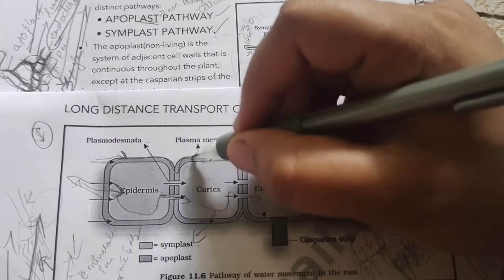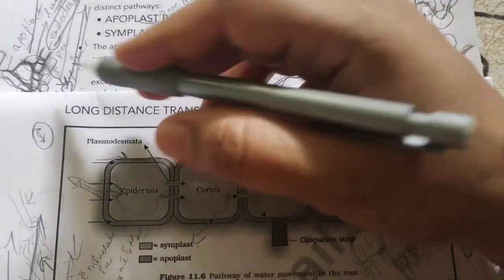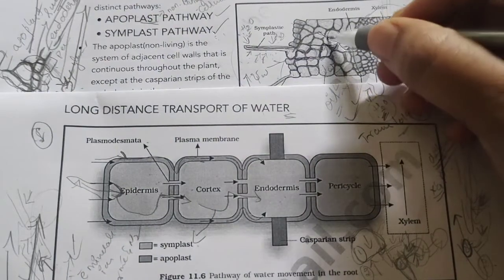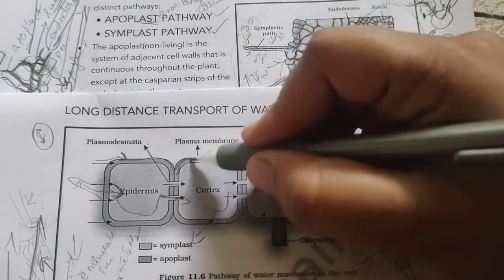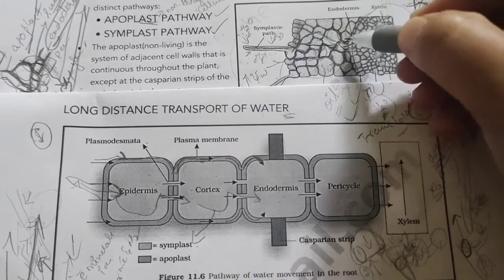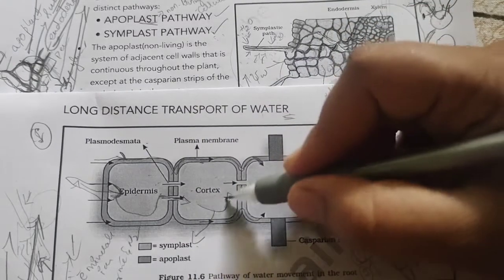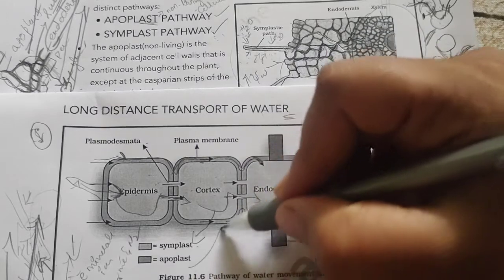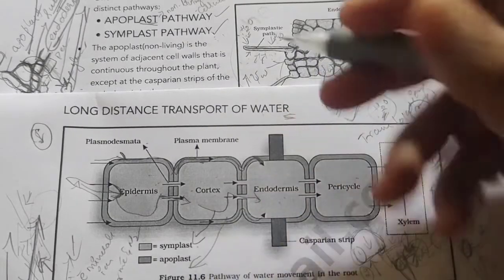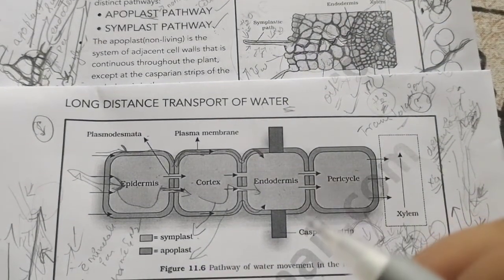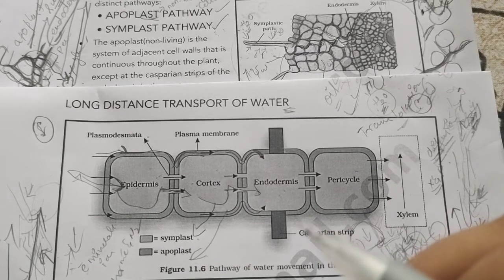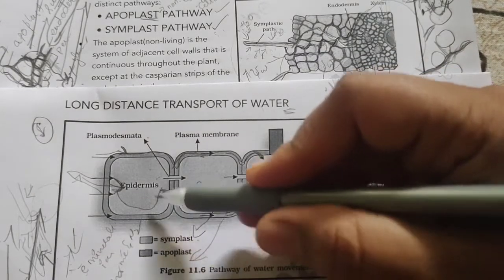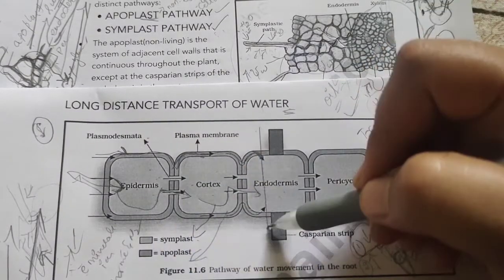So this will be the plasma membrane again through the cortical cells. So these are the parenchyma cells. Through the cell wall or intercellular spaces, if the water is traveling till the endodermis, this is called apoplastic movement. So in apoplast, water will never enter into the cytoplasm till the endodermis.